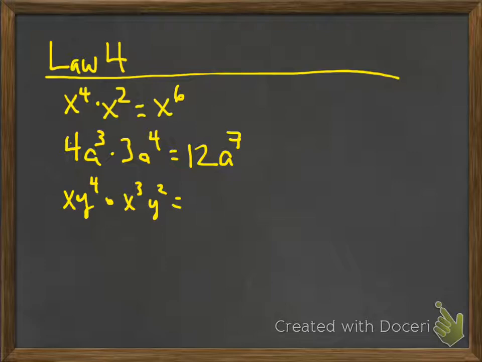X y to the 4th times x cubed y squared. Keep in mind, even if you don't see an exponent, everything always has an exponent of 1. If there's no exponent, there's an exponent of 1. Well, let's see. The x will have an exponent now of x to the 4th. Do you think you could maybe tell me what the y is? That's right, y to the 6th.